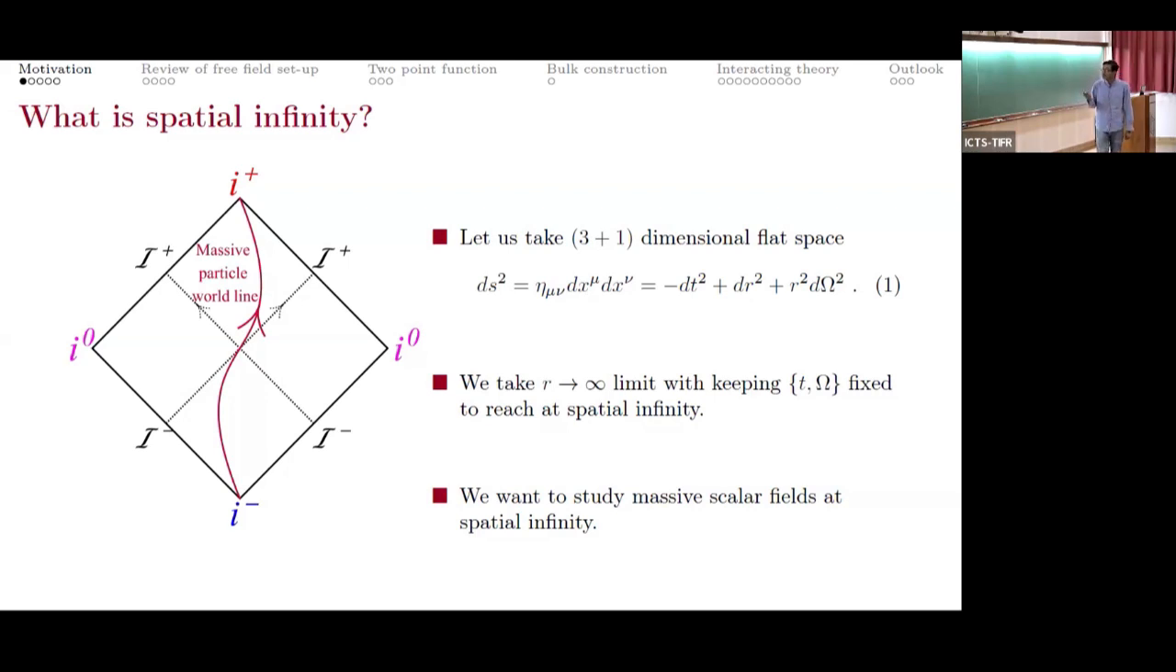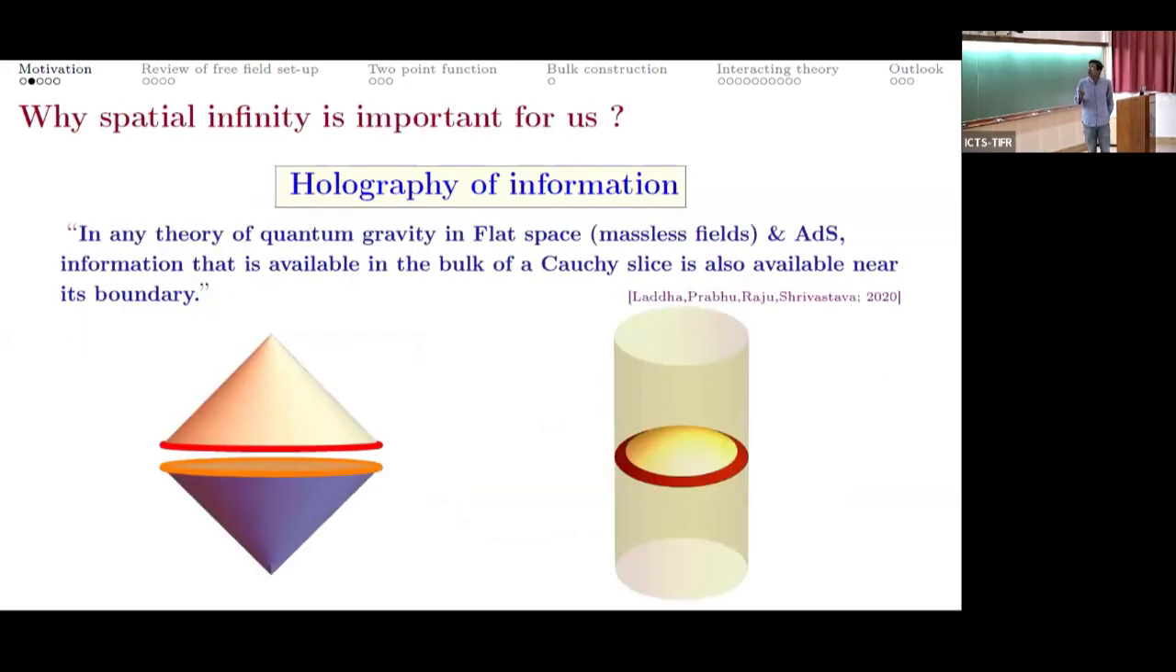What we want to study is massive scalar fields at spatial infinity, near I0. You might be puzzled why we are studying massive fields, which do not go there at all. Maybe there can be some exponential fall-off of that massive field near I0. So why is that interesting at all? Let me tell you why it is interesting.